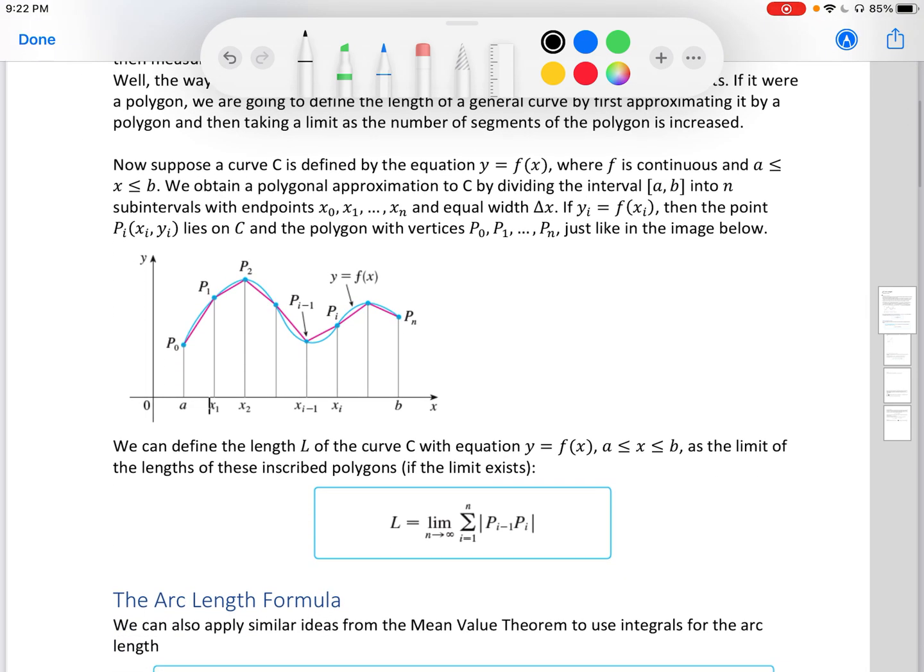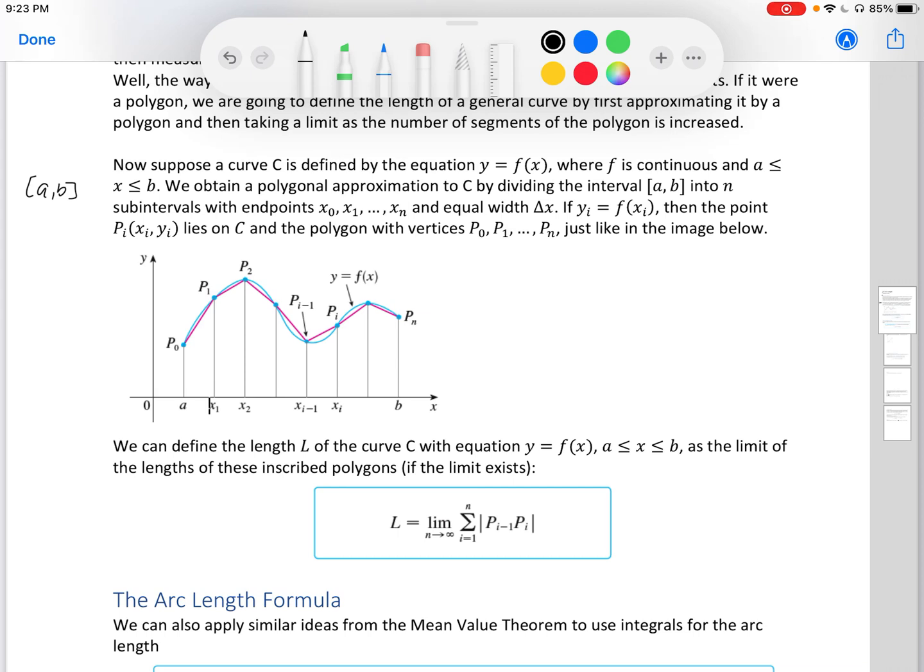Now, suppose a curve C is defined by the equation y equals f of x, where f is continuous and a is less than or equal to x less than or equal to b. I like interval notation when we think of that. We obtain a polygon approximation to C by dividing the interval [a, b] into n subintervals with endpoints x0, x1, up until however many we need, xn, with an equal width of delta x, or change of x.